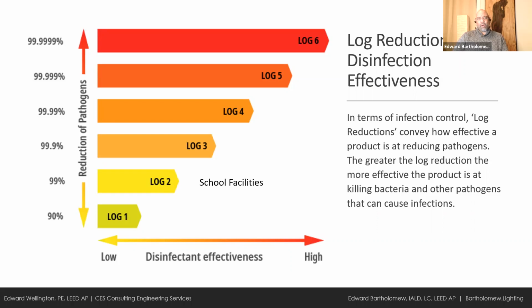Log 3 is 99.9%. Now we're getting to the hospital range. 99.99%, we're getting definitely to surgical suites and operating rooms. And further on, you're getting to laboratory spaces as you get into the deeper logarithmics. So that's really how the infection control reductions are measured, through log reductions.